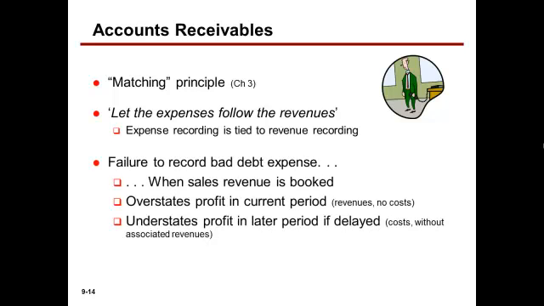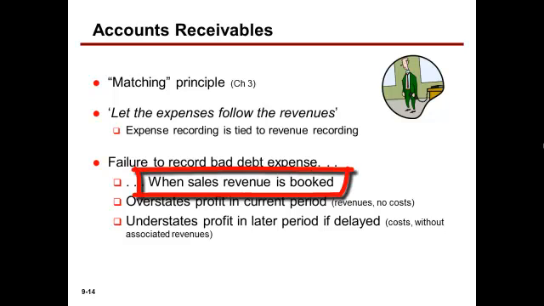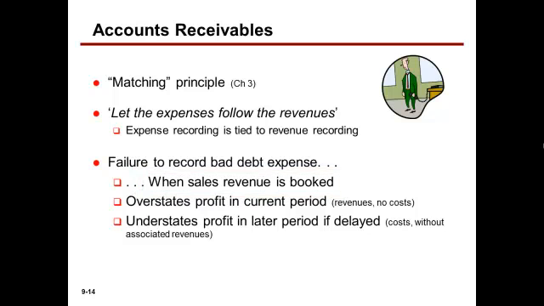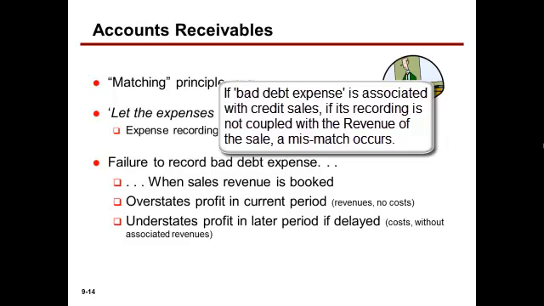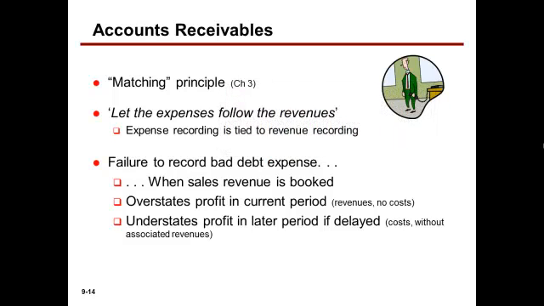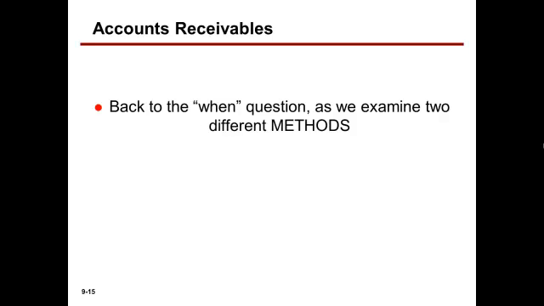Failure to record bad debt expense now, when sales revenue is booked, will overstate profit in the current period because it will have revenues, sales revenues, but no associated costs such as bad debt expense. And it will also understate profit in later periods when a certain customer proves that they will not pay us. We'll have costs without the associated revenues. So back to the when question as we examine two different methods for valuing accounts receivable.